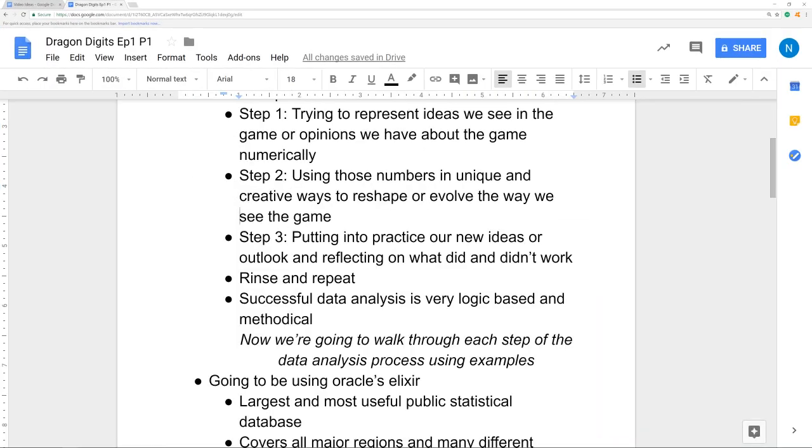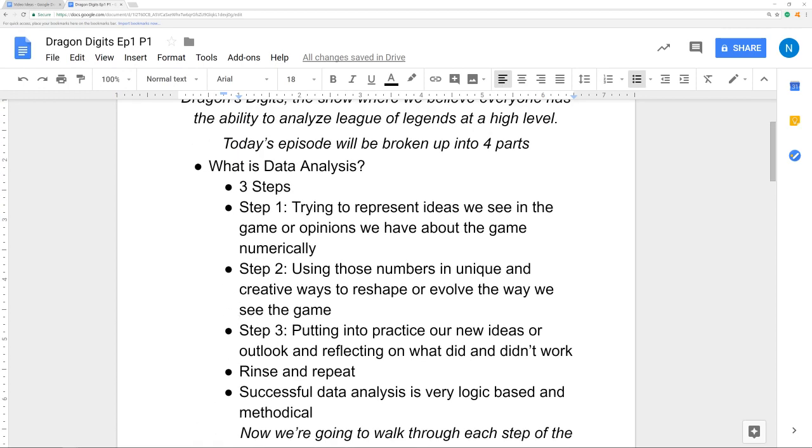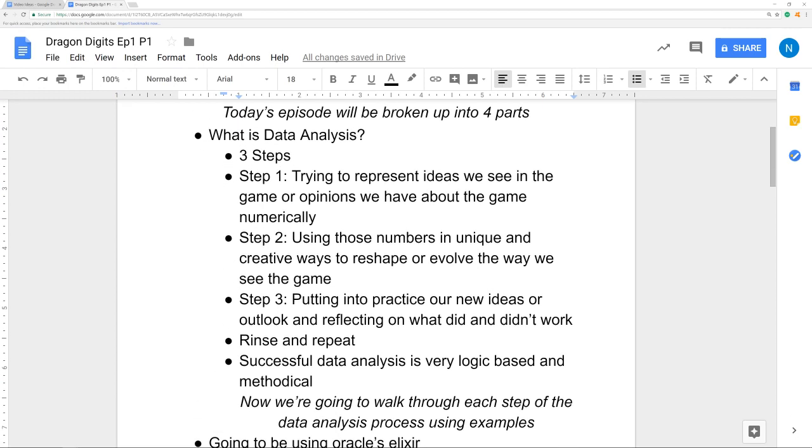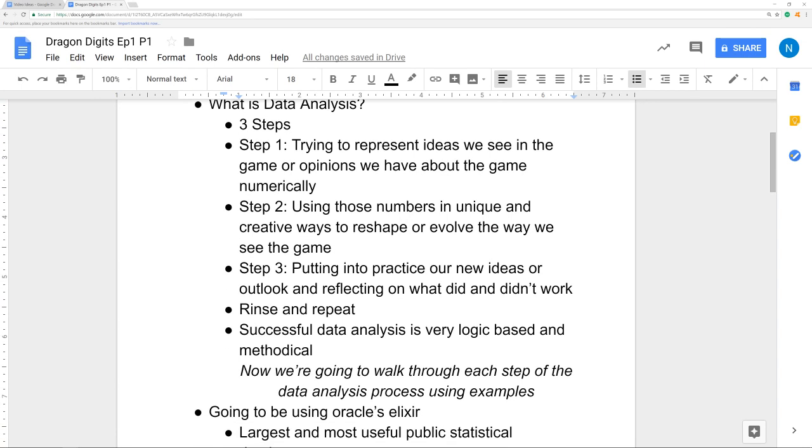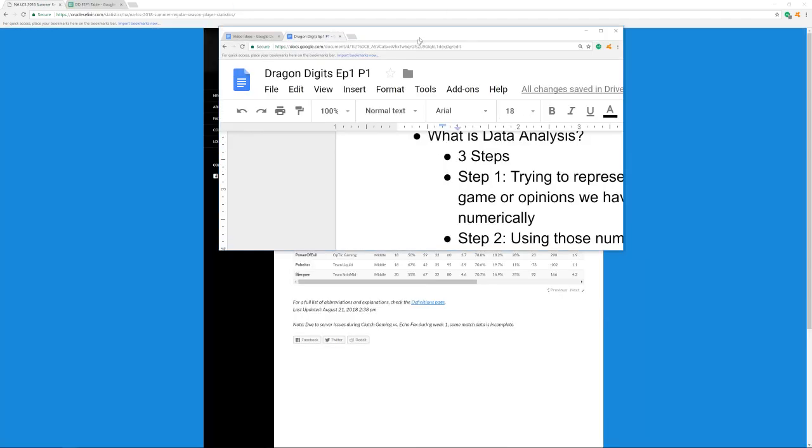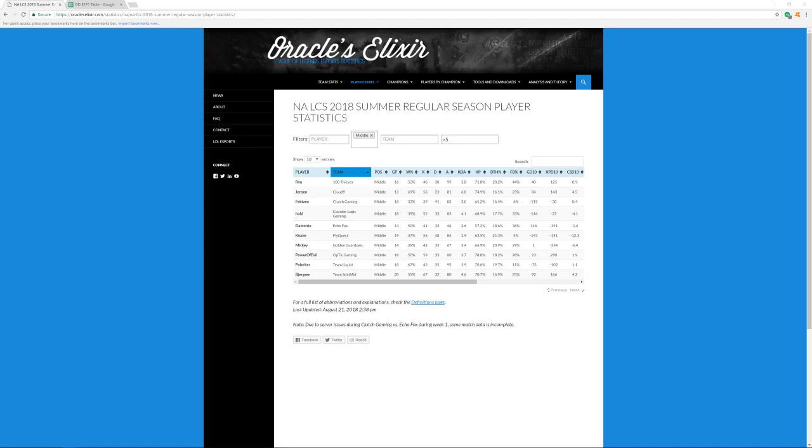So, as you can see, I think it's about these 3 steps. Now, you basically just rinse and repeat those 3 steps and you have data analysis. Successful data analysis is very logic-based and methodical. Okay? So, now I'm gonna walk you through each step of the data analysis process and try to use examples.